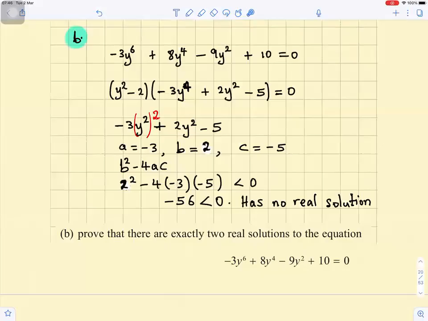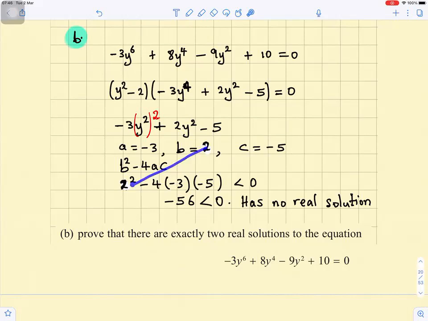So part B, we have minus 3y to the power 6 plus 8y to the power 4, all of that. So we can have y squared minus 2, bracket, minus 3y to the 4 plus 2y squared minus 5, equals 0. So it can be minus 3 times y squared all squared, plus 2y squared minus 5. So that's like a disguised quadratic. So A is minus 3, B is 2, and C is minus 5. And we're using b squared minus 4ac.